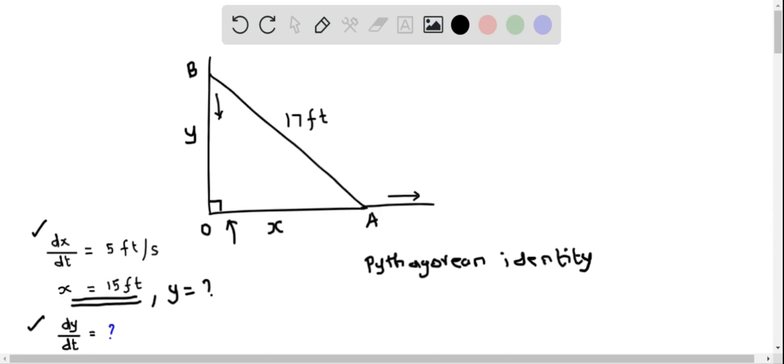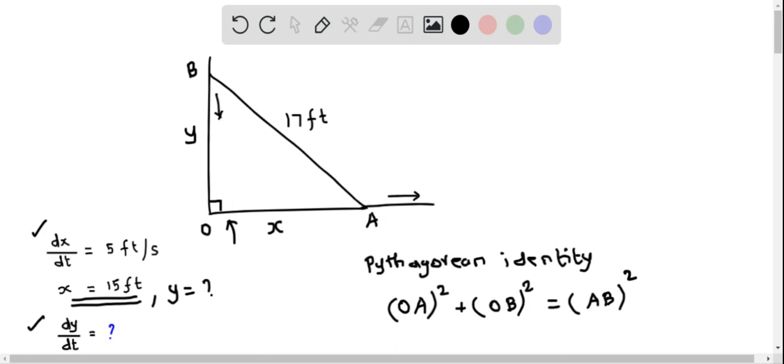And this says the sum of the squares of the two legs of any right angle triangle is equal to the square of the hypotenuse. So here we have the two legs, that is OA, we have to square it up, and OB is another leg, we have to square it up, and this equals the hypotenuse, which is AB, we have to square it up.